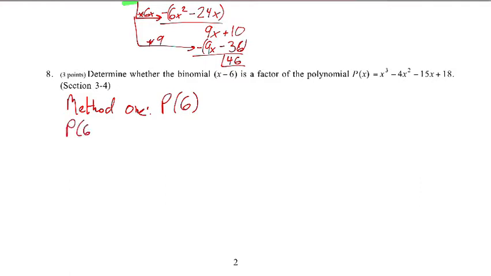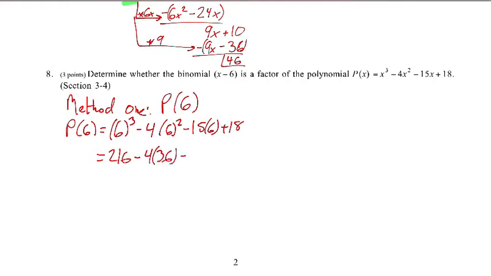So we're going to go p of 6 equals 6 to the third minus 4 times 6 squared minus 15 times 6 plus 18. Remember, this is the remainder theorem, so if this works out, we should get a remainder of 0, which would mean it's a factor. Going through 6 to the third, that's 216. 4 times 6 squared, so we got 4 times 36, minus 15 times 6, 15 times 6 is 90, and then plus 18, that doesn't change.